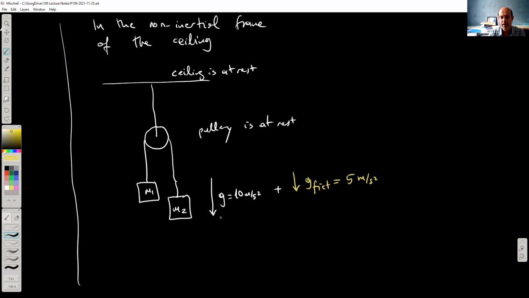Okay, so in any case, the sum of these two I'm just going to call the total acceleration. So it's the total gravity in that case. Total gravitational acceleration is 15 meters per second squared. Okay, so from that point of view, this is a problem which is quite similar to the problem that we have solved before.